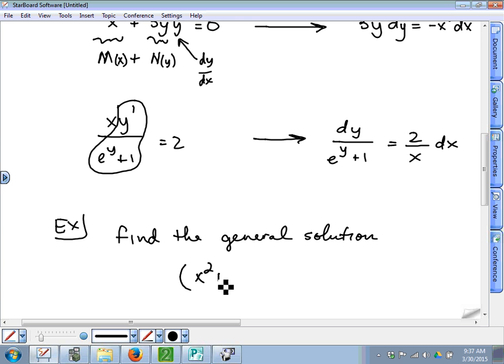x squared plus 4 dy dx equals xy. Let's go. x squared plus 4 dy dx equals xy. Now you can't just jump straight into integration. You've got to rewrite by separating variables. This is going to be a separation of variables problem.